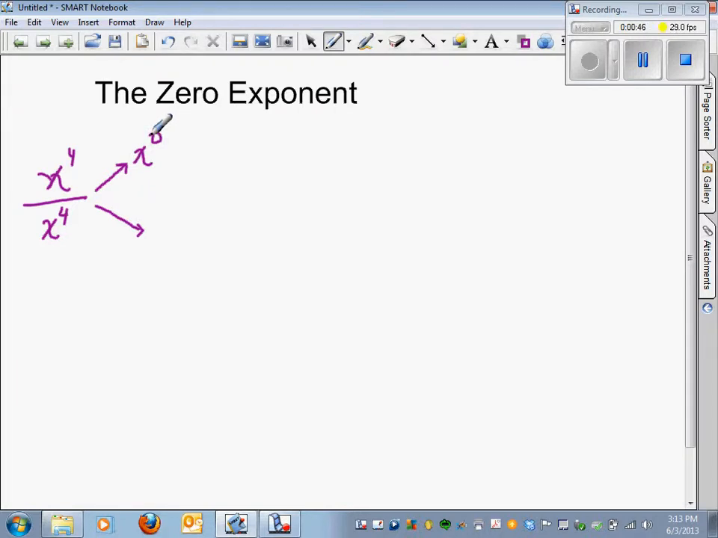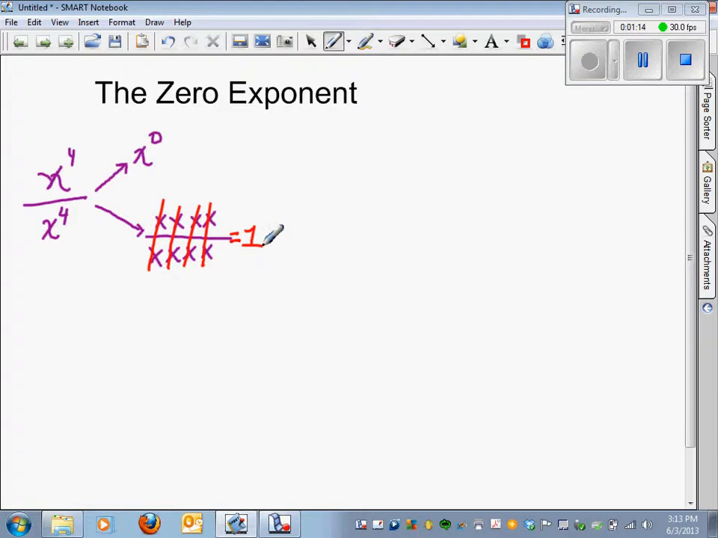Now, looking at this from another perspective, we could expand this and say, okay, we have 4 x's in the numerator, we have 4 x's in the denominator. So everything divides out when we start looking for common factors. Each individual pair of these x's divides out, and when everything in the numerator and denominator divides out, we are left with 1.